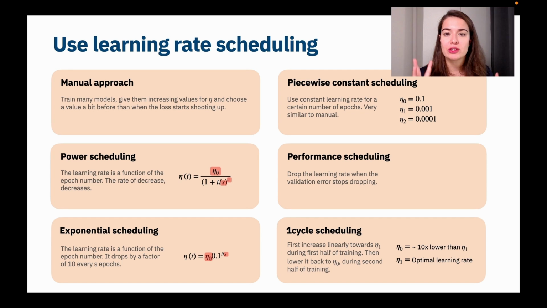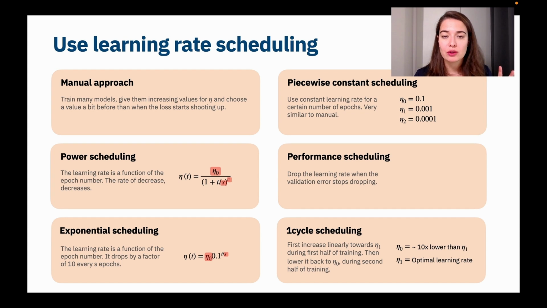The last one is called the one cycle scheduling, and this is one of the most interesting ones also. What you do is, instead of decreasing your learning rate all the time, at first you start with a very low learning rate, and then step by step you increase it slowly to what is called the optimal learning rate, N1 here. And then in the second half of the training, you again slowly decrease it back to N0.